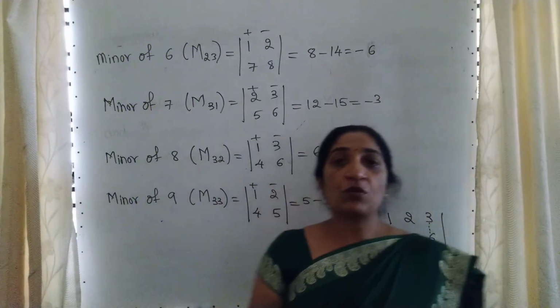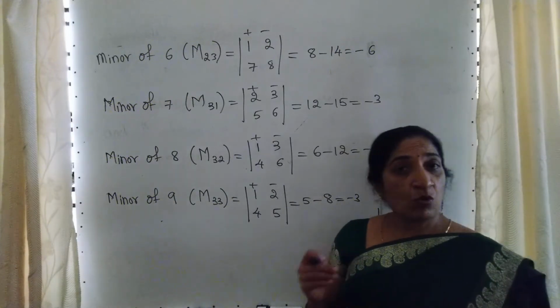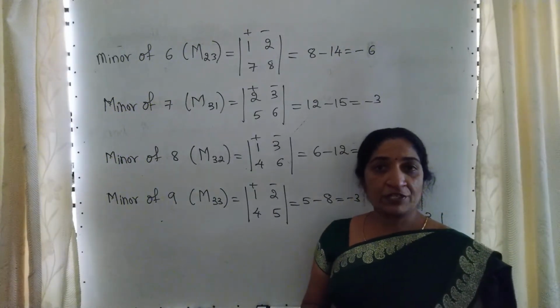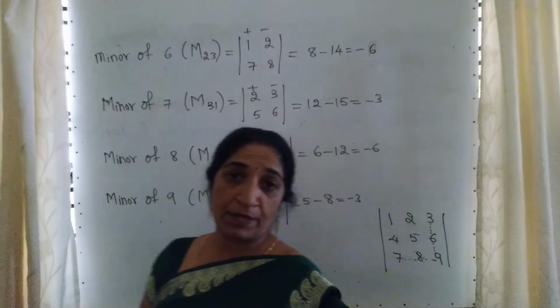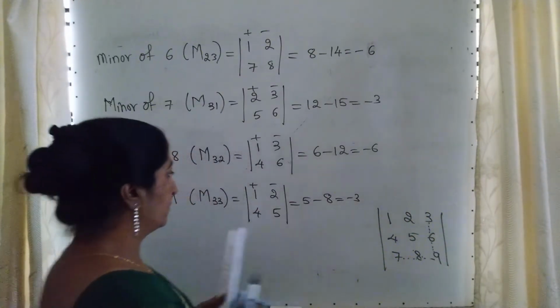Now I am moving to the cofactor. Minors and cofactors are related to each other. See how they are related. Let us first read the definition, then I will explain how they are related.